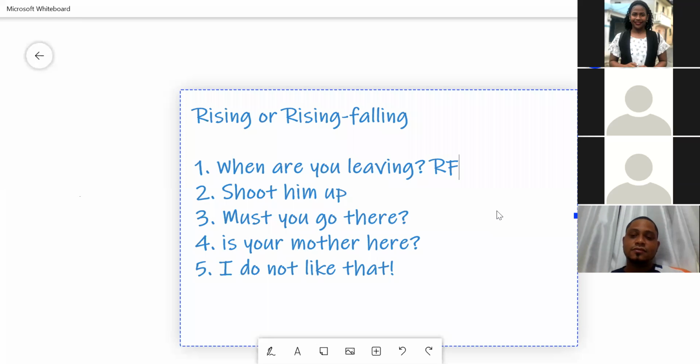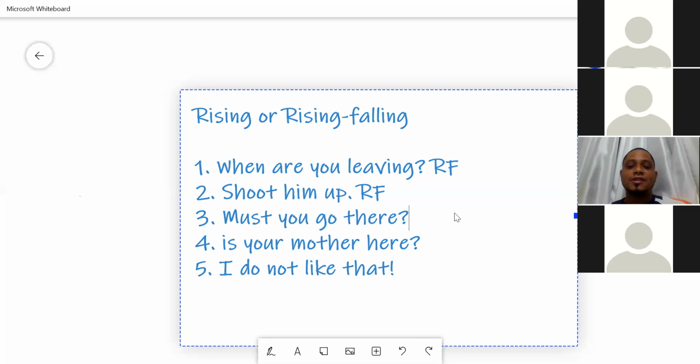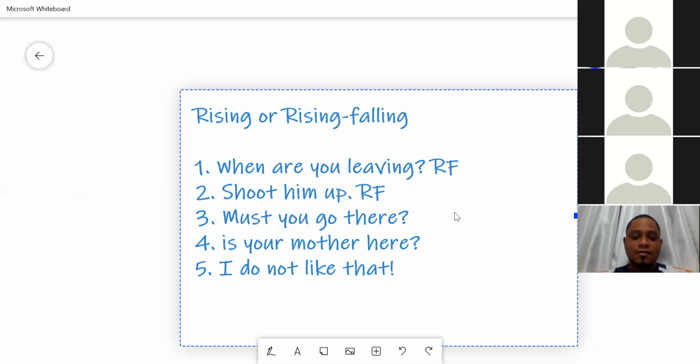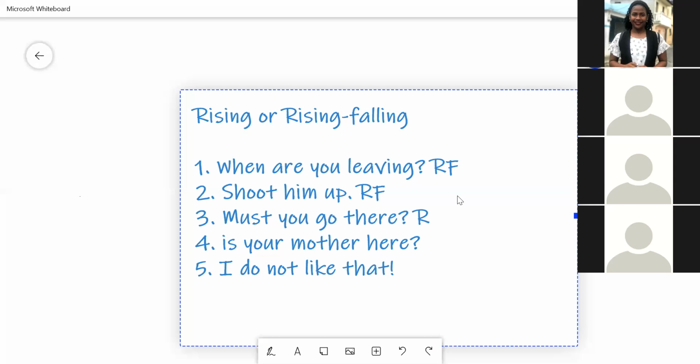Because if it is a WH question, it is rising-falling. Very good. Then the second one is rising-falling, because it is an imperative sentence, or a command. That's right. And we have number 3, Catherine. Rising intonation, because you are using an auxiliary. Very good.